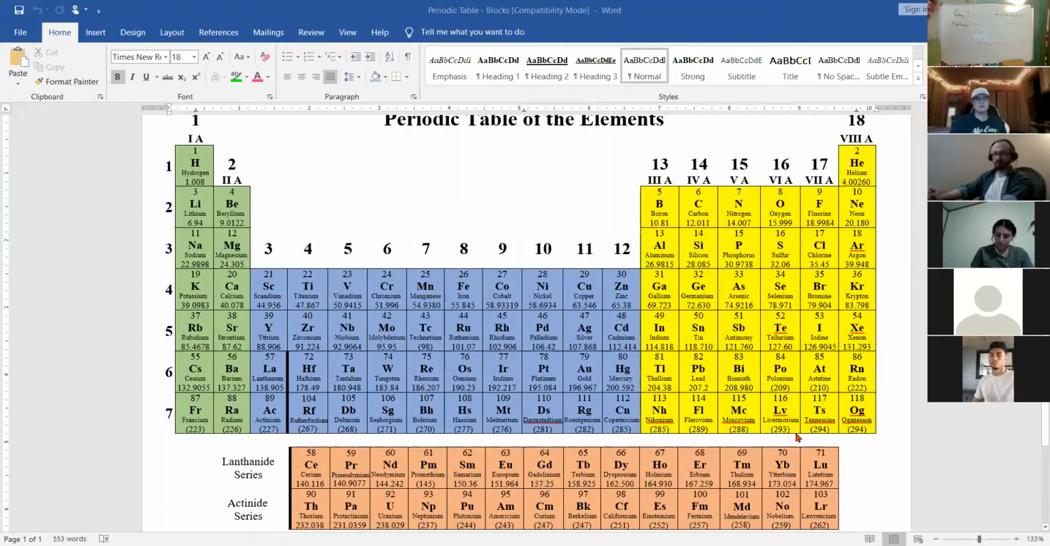So we have these Roman numerals only for the representative elements, the S and P block, in the green and the yellow, the representative elements. So what's the significance of the Roman numerals?